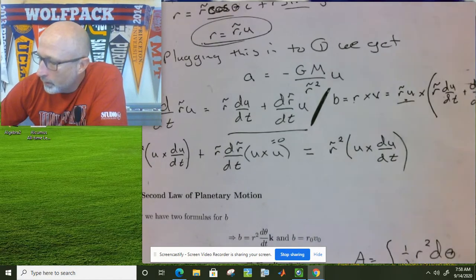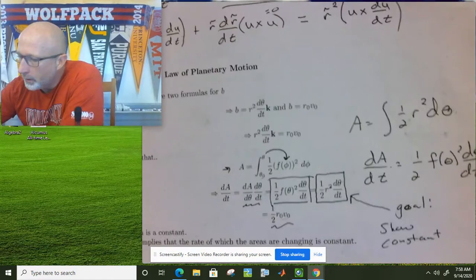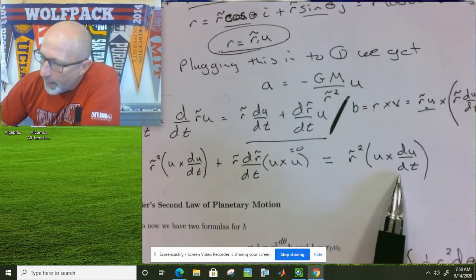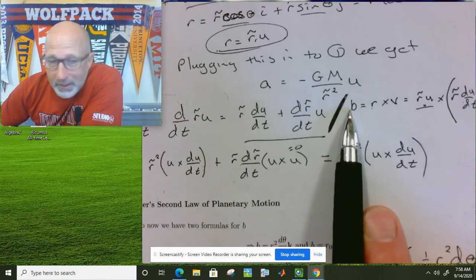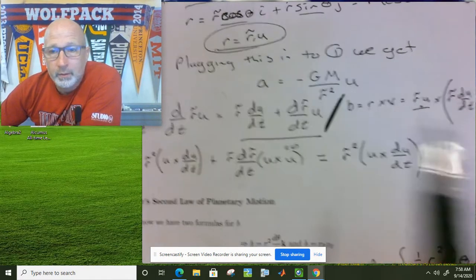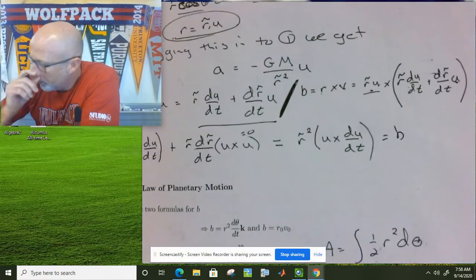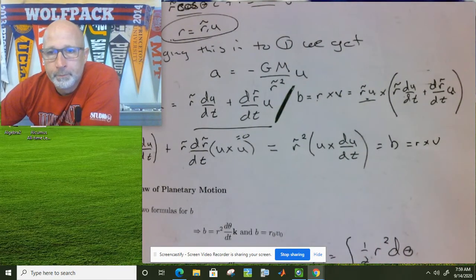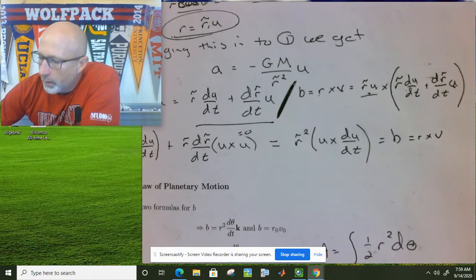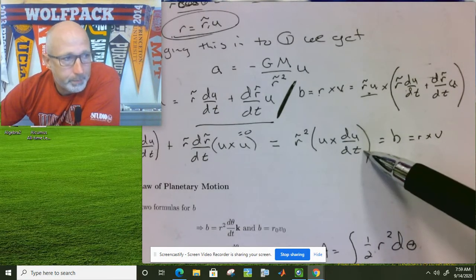If you look, what is this equal to? Follow it back. It's equal to this, which is equal to this, which is equal to b. Remember, b was a constant. So I did know that that was equal to b, or, if you will, r crossed with v. Okay, what is du dt then?